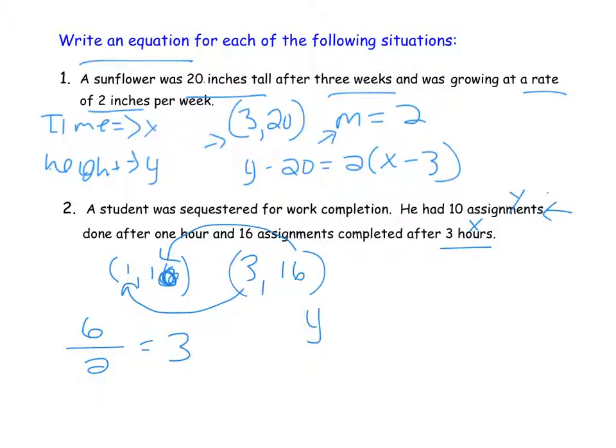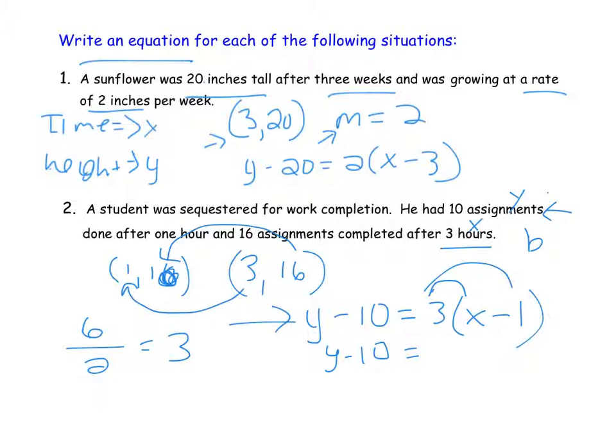So now I can write my equation. Y equals, I said that wrong, y minus 10 equals 3 times x minus 1. And I could stop there because all I asked for was an equation. If, however, I asked how many assignments did he start with before he got sequestered, you could find that beginning point. And remember, the beginning point is b, your y-intercept. So you could stop right here. That would be sufficient. But if I asked a question, you might need to take it one step further.